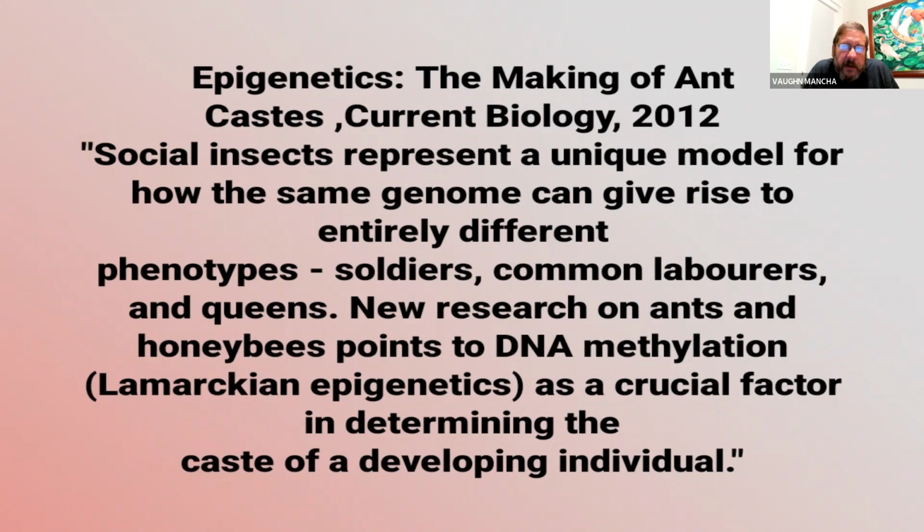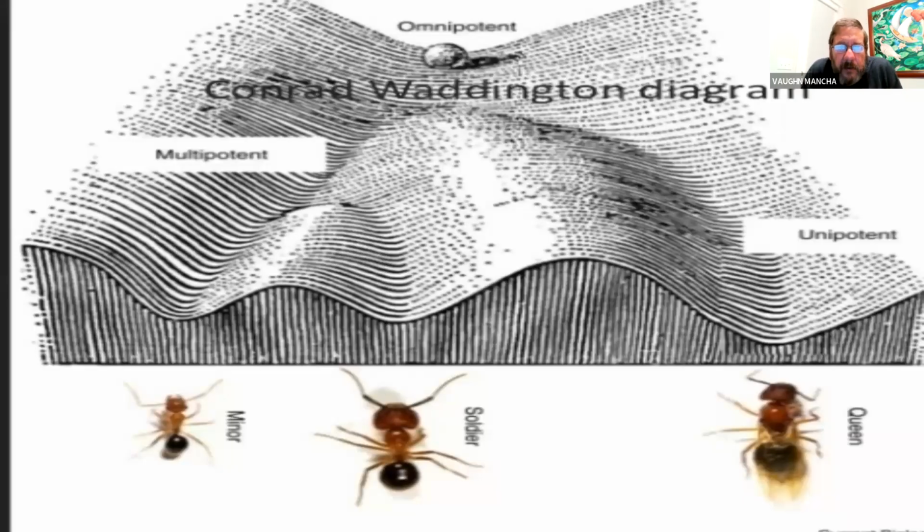But epigenetics does. Social insects represent a unique model for how the entire genome can give rise to different phenotypes. You can get soldiers, common laborers, and queens. New research on ants and honeybees points to DNA methylation, which is epigenetic, Lamarckian epigenetics, as a crucial factor in determining the caste. Now, this diagram on the top was the original diagram that Conrad Waddington made, and it really gives a good concept of what he's doing. You've got the marble on the top of the middle when you're in your embryological stage, and then as you develop, the marble rolls down and goes through different paths to form different overall beings. On the far left, you have the minor ant, in the middle, the soldier, and on the far right, the queen. And it's all due to that marble taking the different epigenetic pathways.